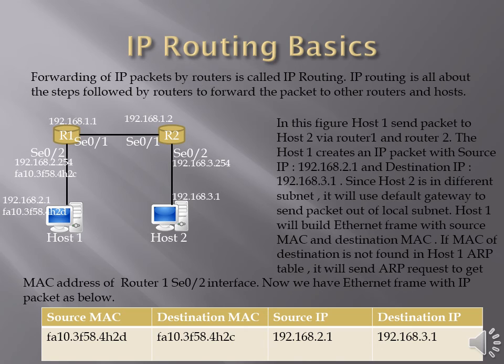Now we have an Ethernet frame with an IP packet as below. So the Ethernet frame contains the source MAC of host 1, the destination MAC of router 1 serial interface 0/2, the source IP of host 1 and the destination IP of host 2.